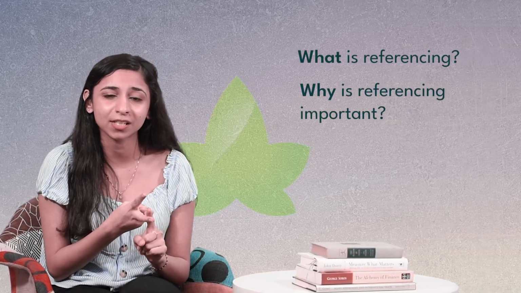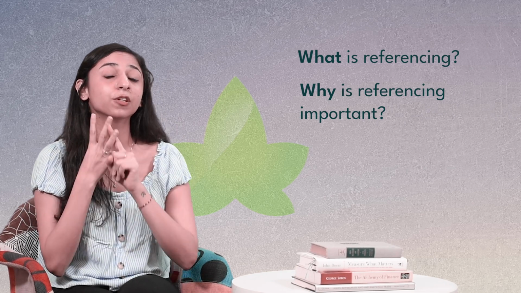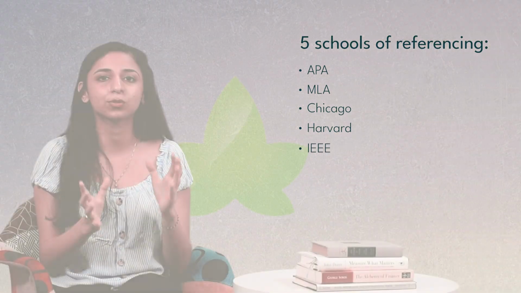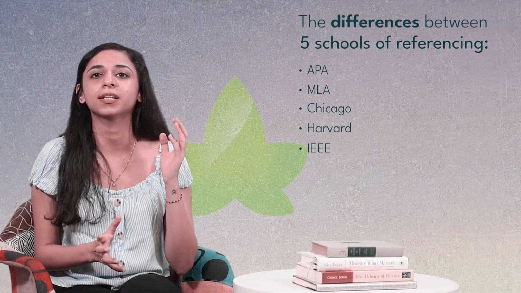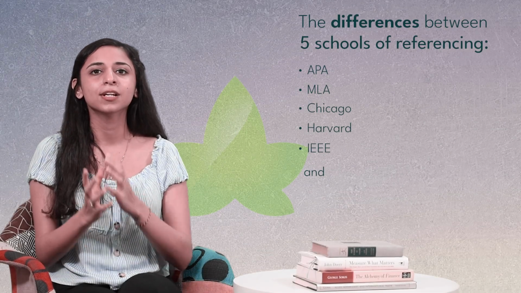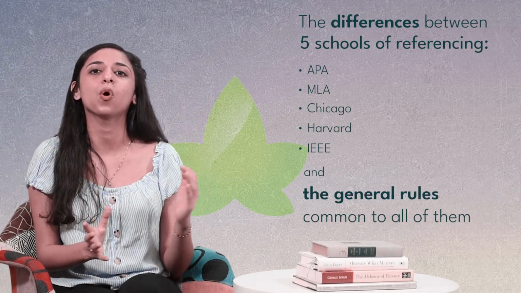So that's all for today. Let's summarize what all we discussed. We discussed what is referencing, why referencing is important. We discussed the 5 schools of referencing, that is APA, MLA, Chicago, Harvard and IEEE. We also further discussed the differences that exist between all of these 5 referencing styles, whereas the general rules that apply to all of these 5.